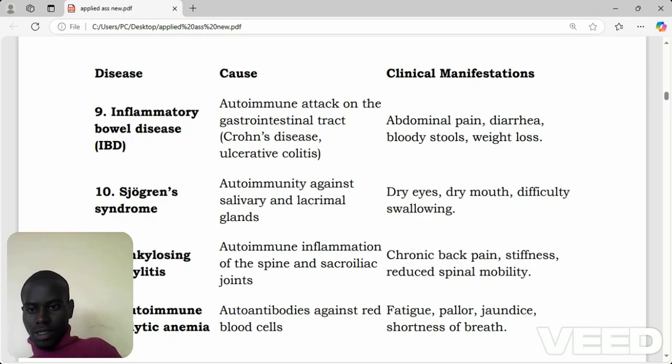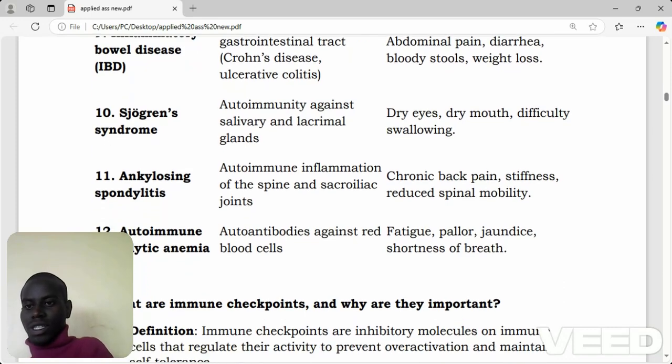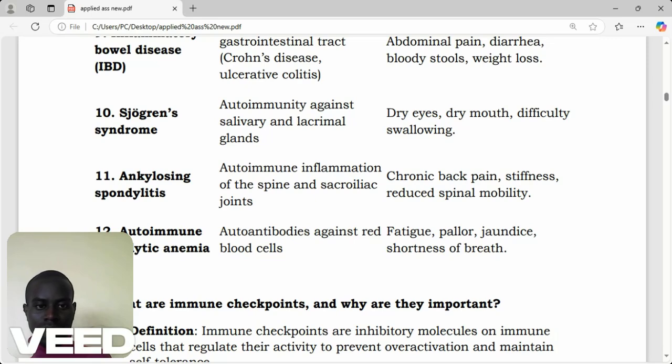The next disease is ankylosing spondylitis. This is caused by autoimmune inflammation of the spine and sacroiliac joints. Its clinical manifestations are chronic back pain, stiffness, and reduced spinal mobility.